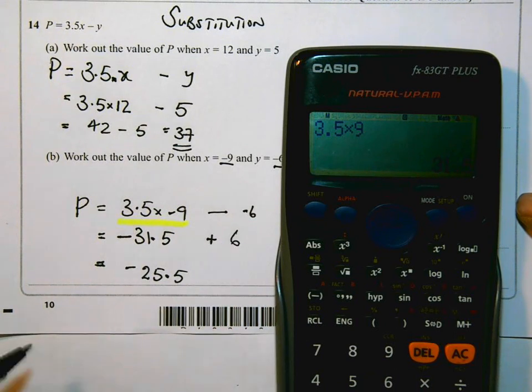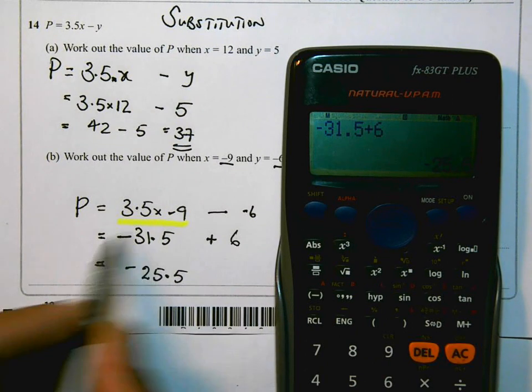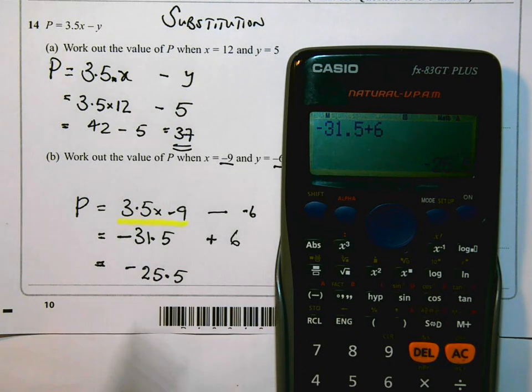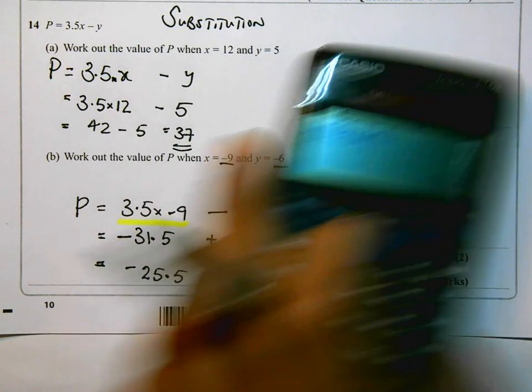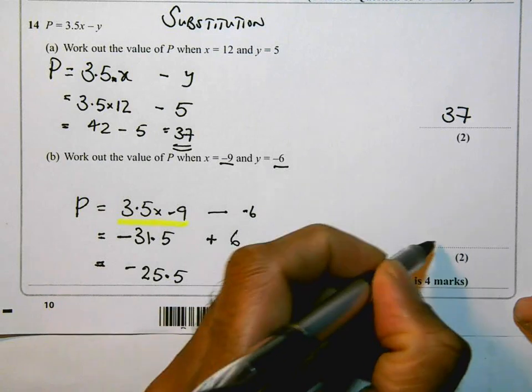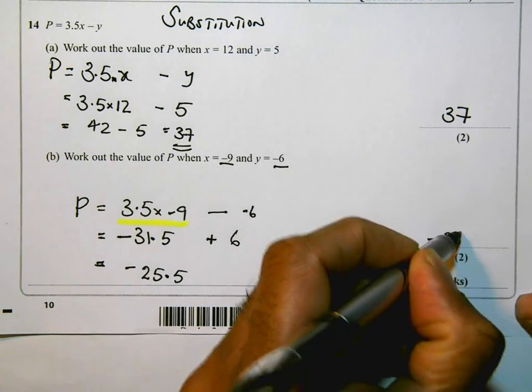Now I just need to do minus 31.5 add 6 equals, and I've got the same result as I did before. So you could use either technique. I used less of the calculator with the second way, right? With the first way I got the calculator to do it. So rewind this, think about it, make sure you know it, make sure you understand it, and make sure you can get full marks in this. Okay?